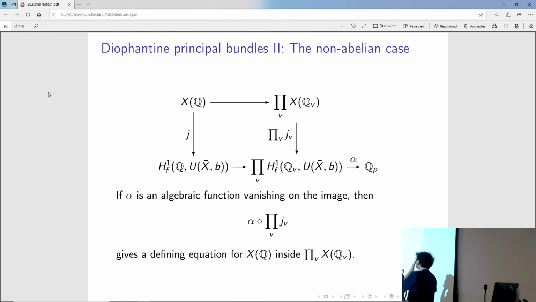And once you have this diagram with all the refined conditions, the idea is you try to find a function on this target space that annihilates the image of this algebraic map, which you can try to do since this is an affine variety. Sorry? I think I missed that.